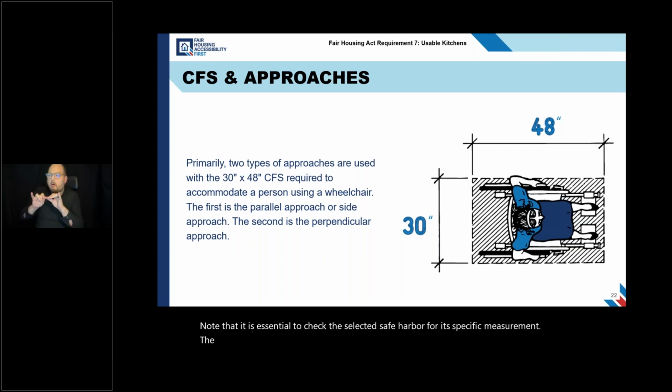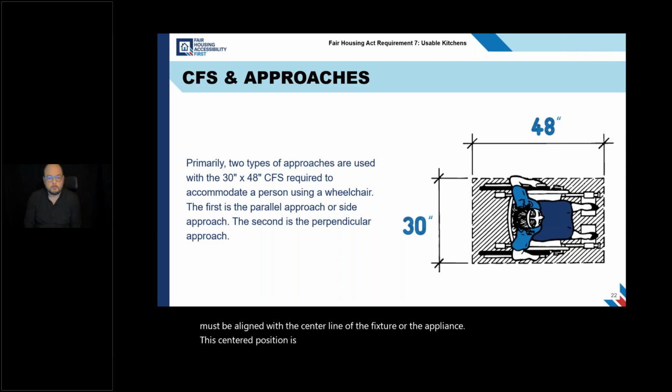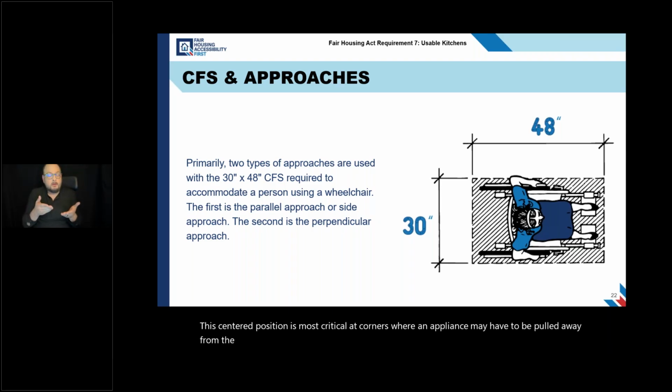The clear floor space must be centered on the appliance or fixture. In other words, its center line must be aligned with the center line of the fixture or the appliance. This centered position is most critical at corners where an appliance may have to be pulled away from the corner to allow a full centered approach.